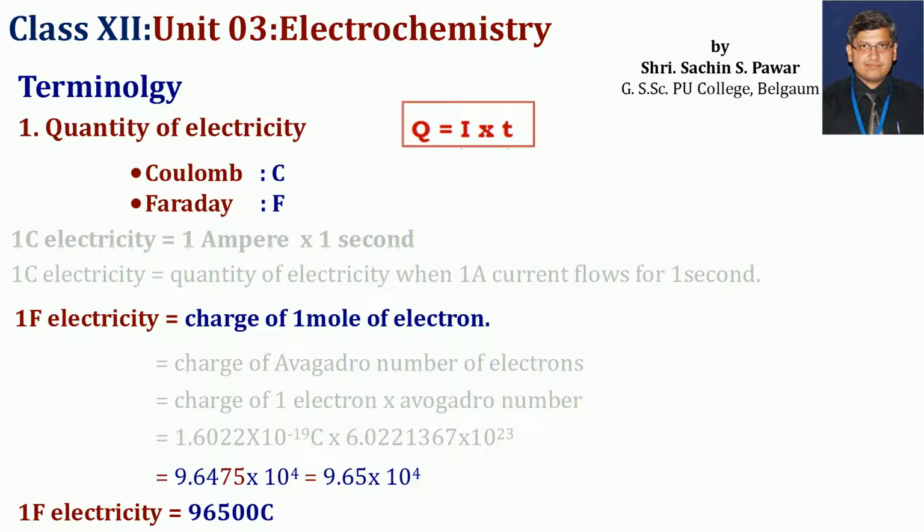In this topic we are going to use these three terms: the formula for quantity of electricity, Q is equal to I into T, and the Faraday, that is, 1 Faraday is equal to the charge of 1 mole of electrons, and 1 Faraday is equal to 96,500 coulombs.